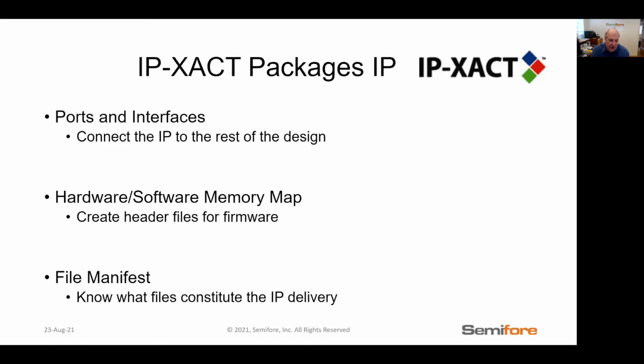Another piece of information is the file manifest. So normally when you get an IP, there's a large number of files you get. You may get some RTL design, and that RTL design could be in several different languages, or you may get some prototyping information. Let's say you have a virtual prototype that comes with the IP and the files that are coming along with that. Maybe you have some physical design files. So there's all sorts of files that normally come with an IP, and the IP-XACT file identifies what those files are and where they appear inside the package.